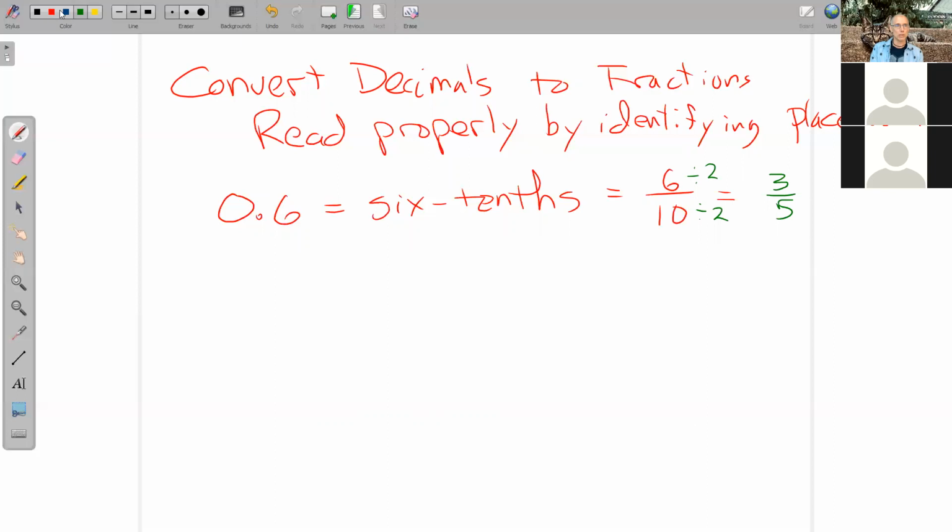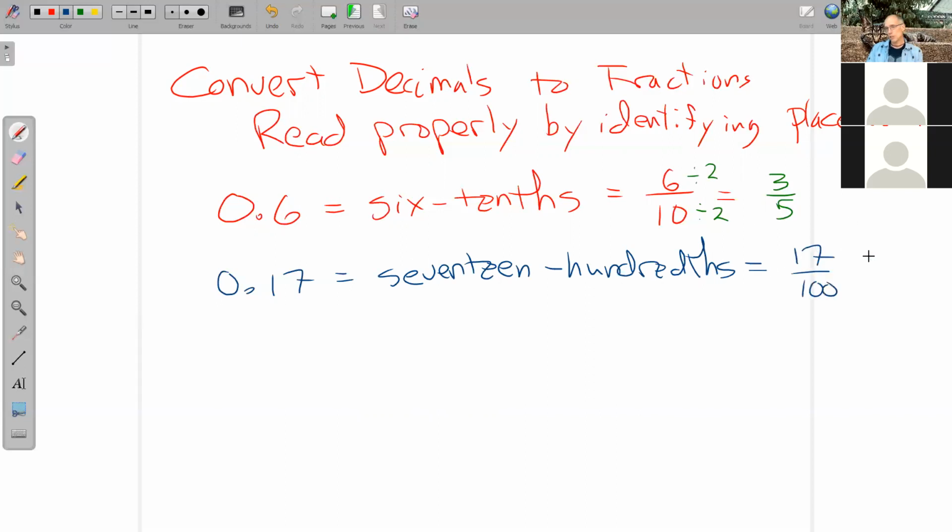Another example, slang, 0.17, right? The correct way to read this is 17 hundredths, or mathematically, 17 hundredths. Now this one doesn't reduce, it's just 17 out of 100. Okay, so the decimal and the fraction reduced are the same thing.